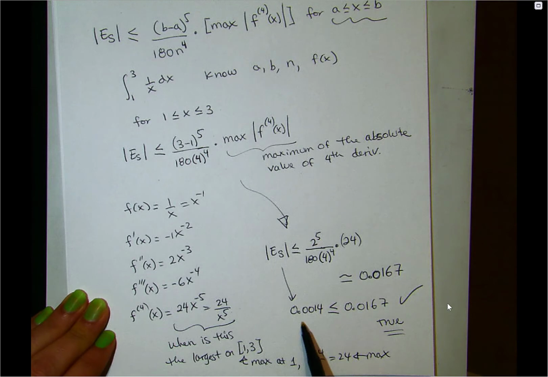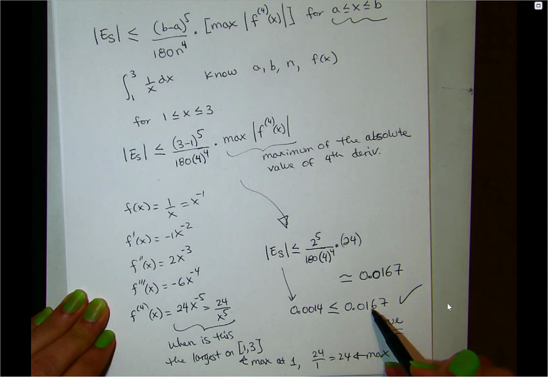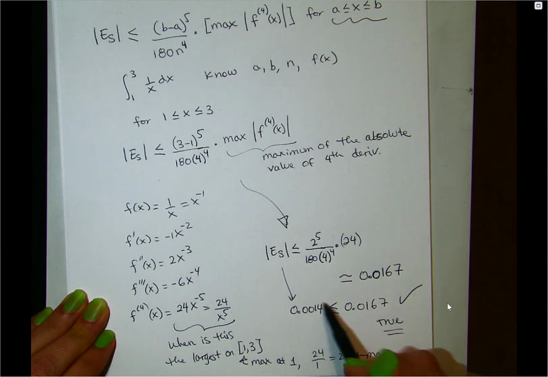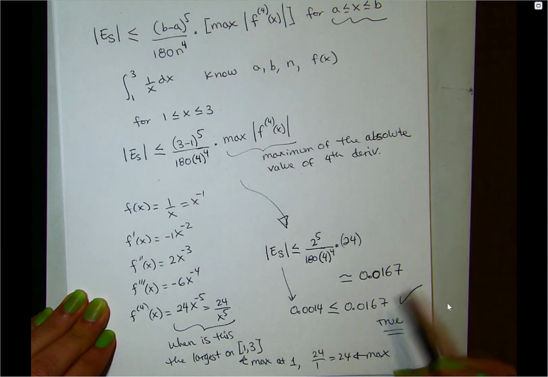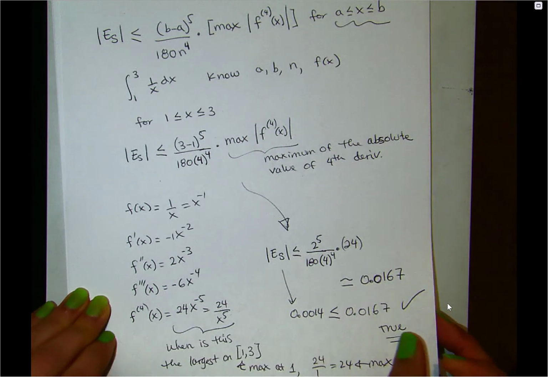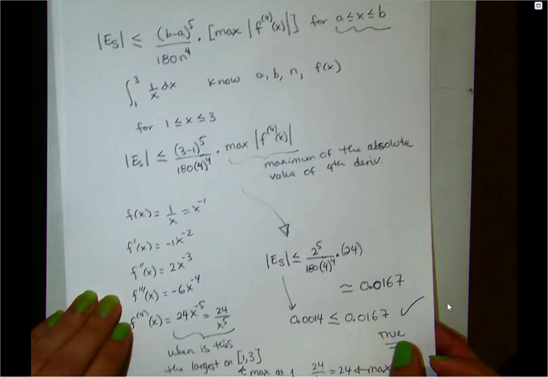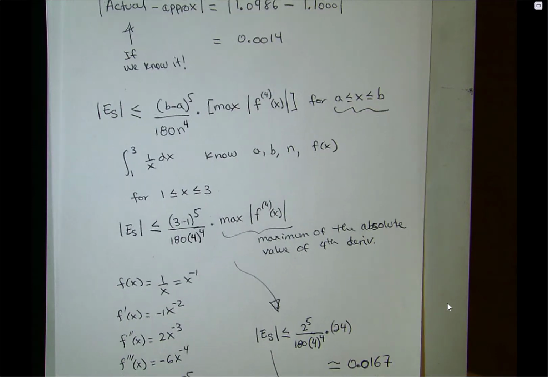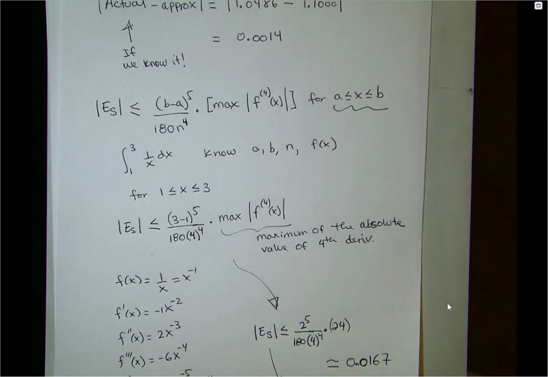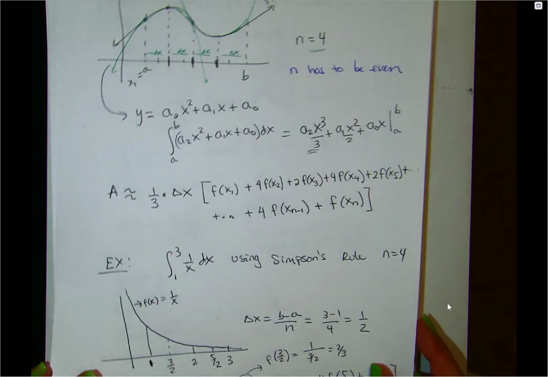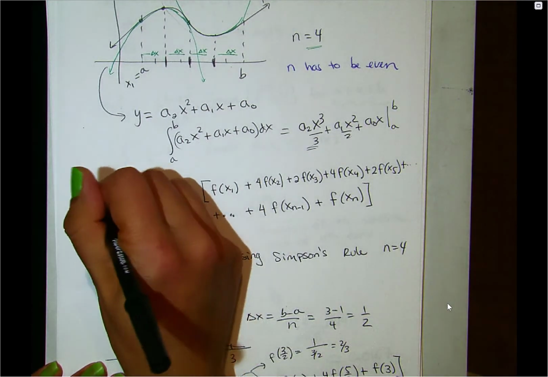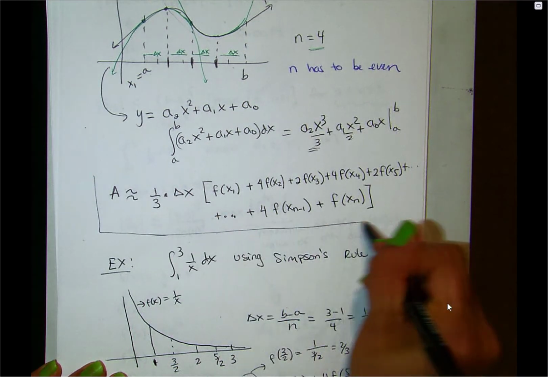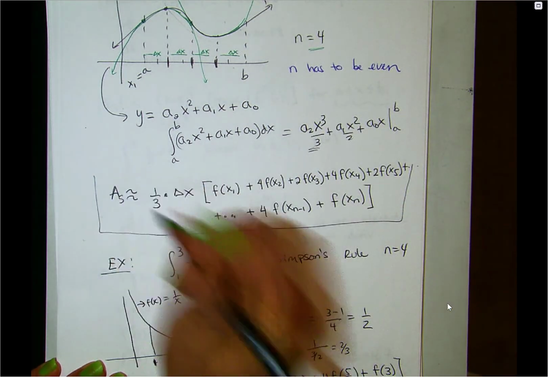But again, most of the time we're not going to know the actual error value, but we know that the actual error is going to be less than the estimate error. So as long as this is small, you're going to know that the actual error is going to be even smaller. So that is Simpson's rule. The formula to know for Simpson's rule is what I wrote on the previous page. So this is your Simpson's rule formula.